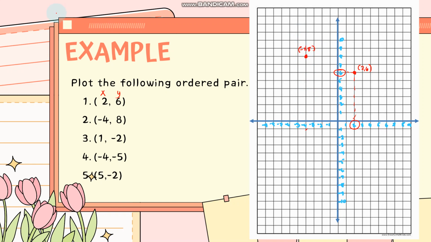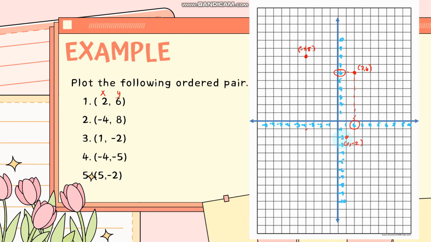Next is 1 and negative 2. So, positive po yung 1, heto pong 1, positive 1. And then, the negative 2. Mag-i-intersect lang po sila, dito po siya. Then, name it as 1 and negative 2.